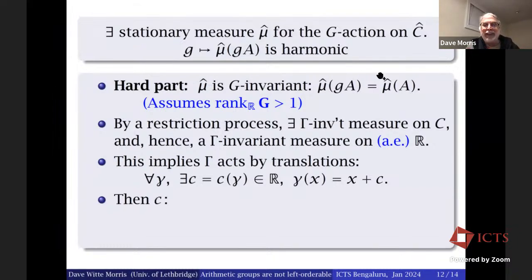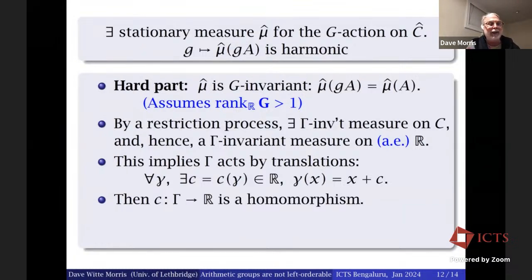Well, then this map C, since we have a group action, the only way that translating by various amounts can give an action is if C is actually a homomorphism. But this implies that, in fact, there are no homomorphisms from gamma to R. So C of gamma has to just be 0 everywhere.